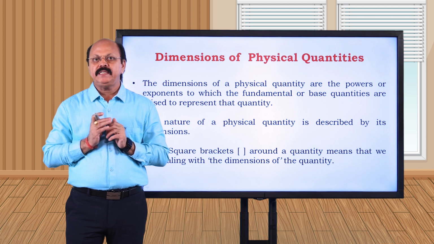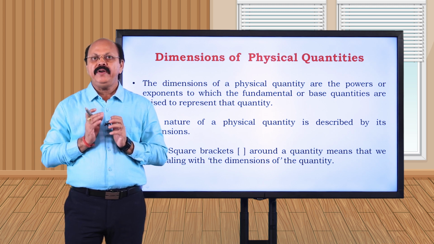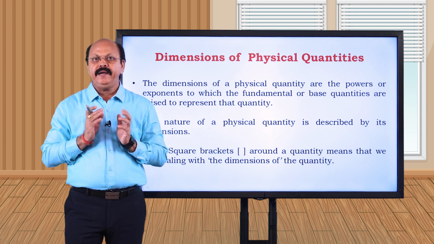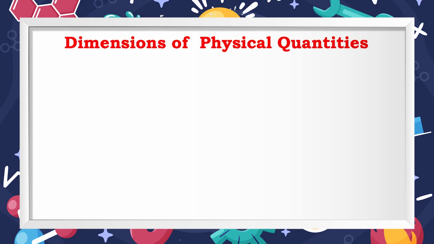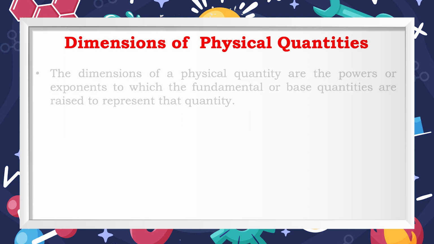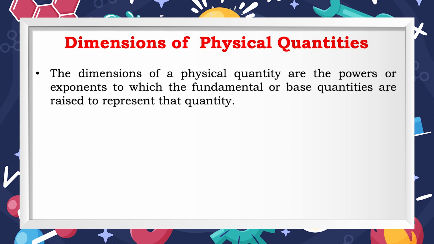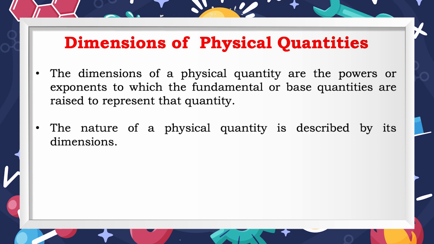Learners, we have studied about different systems of units and now we will learn about dimensions of physical quantities. What are the dimensions of physical quantities? The dimensions of physical quantities are the powers or exponents to which fundamental or base quantities are raised to represent that quantity. The nature of a physical quantity is described by its dimensions.